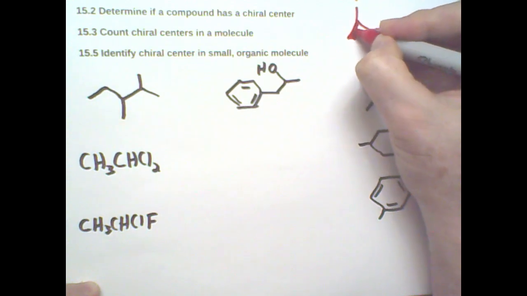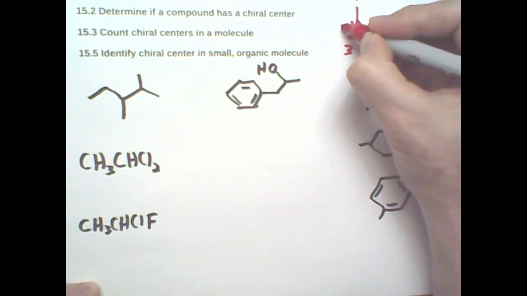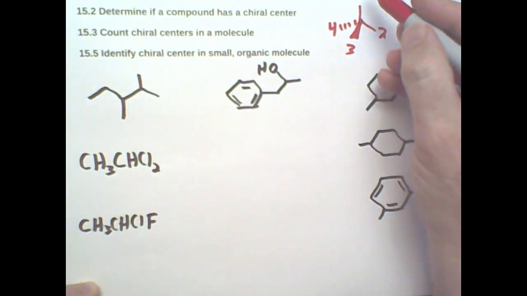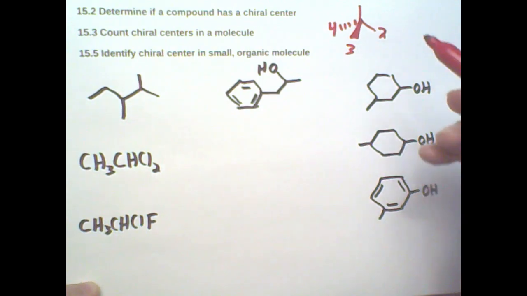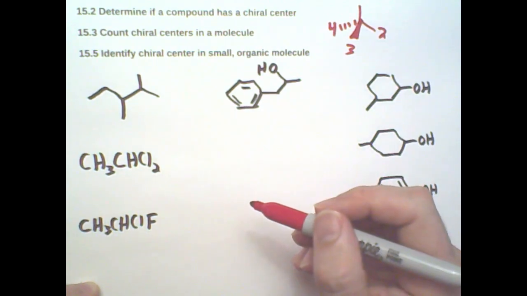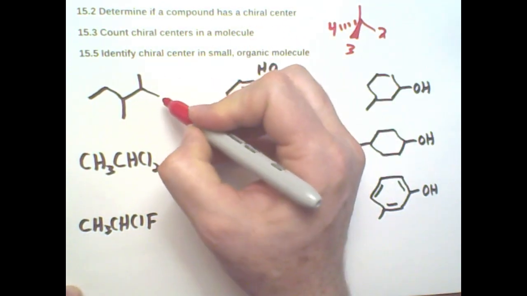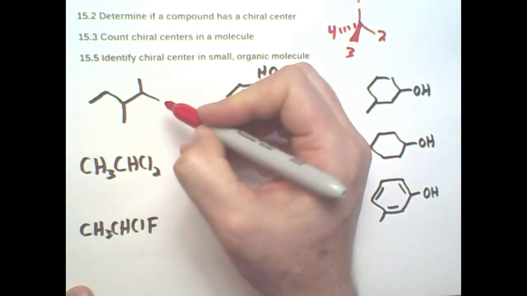with 4 different groups attached. If they're all different, it will be chiral. If 2 of them are the same, it won't be. The mirror image will be superimposable. So let's just look and see the groups.